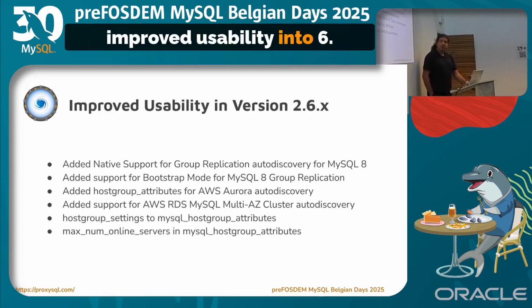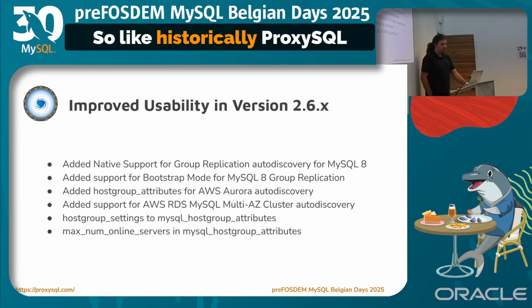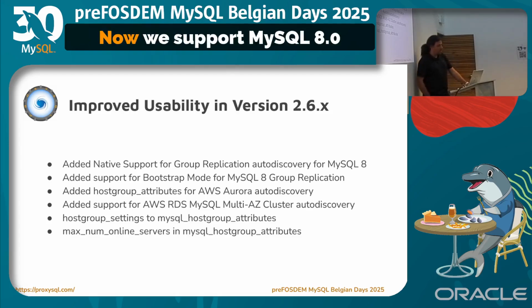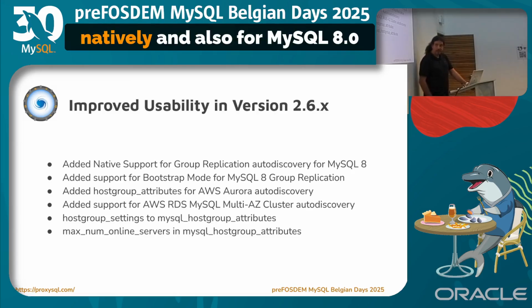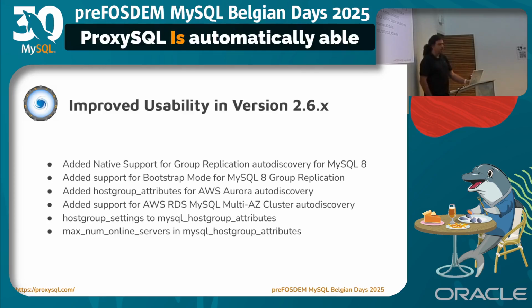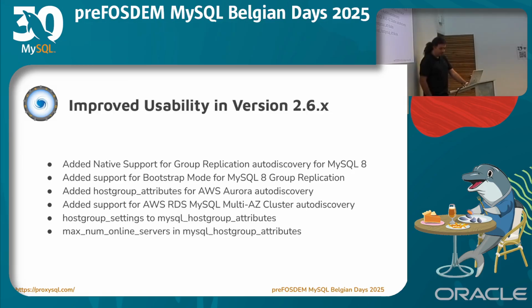Improved usability in 2.6. We have made a lot of changes. Historically, ProxySQL for group replication was using the script written by Fred years ago. This is not true anymore. Now we support MySQL 8.0 natively, and also for MySQL 8.0 we support auto discovery. This was not there, and now is also available in 2.6. So if you're using group replication and you're adding a new server, ProxySQL is automatically able to detect this without you needing to configure the server.